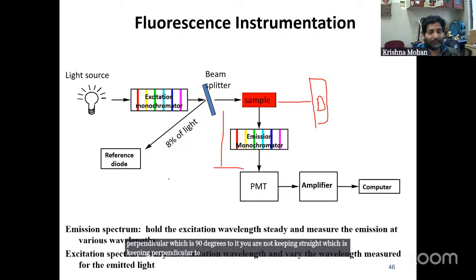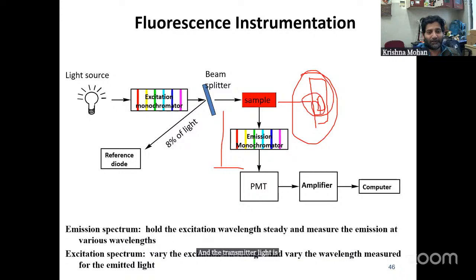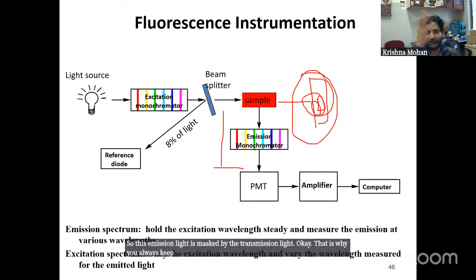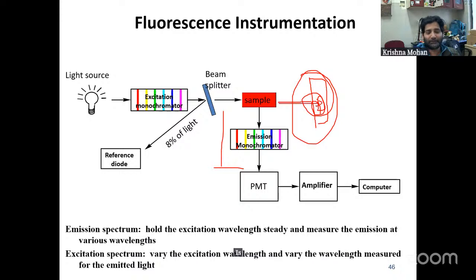The reason being, if you put it straight, along with the emitted light, you will also see the transmitted light. And the transmitted light is much stronger than the emission light. So the emission light is masked by the transmitted light. That is why you always keep it perpendicular, since emission is in all 360 directions. Emission is not in a single direction, right? So you can measure at any direction, but transmitted light is always straight through the sample.